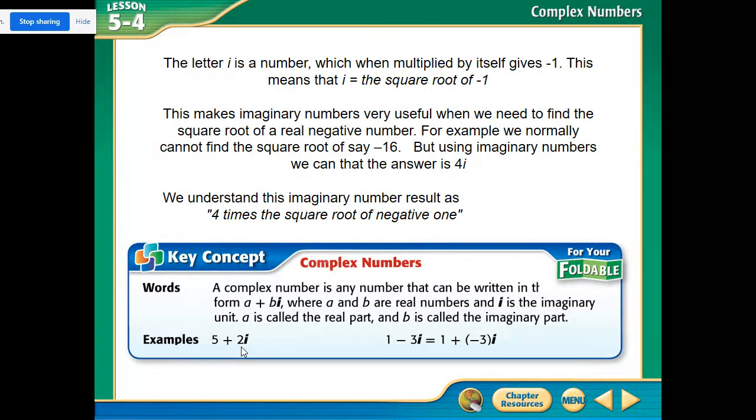It has two parts, not just the i. But this whole i idea allows us to take the square root of negative numbers. We haven't been able to do that so far. It'll become very important as we build up to the fundamental theorem of algebra, which is our end goal, not necessarily of this chapter, but of this whole first semester. All right, so let's see how we use that.